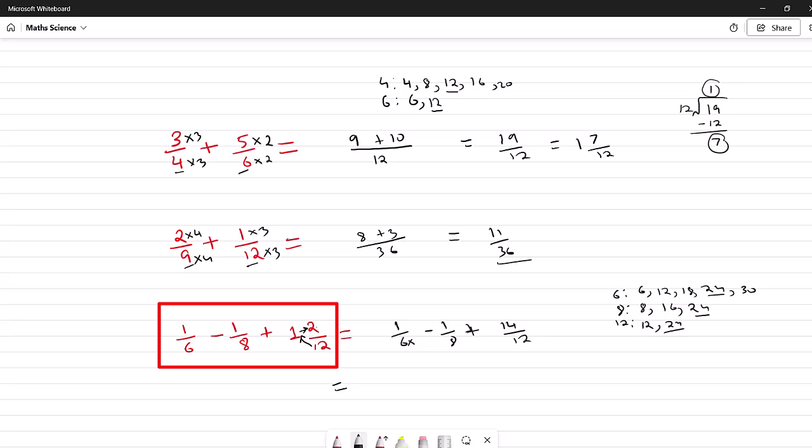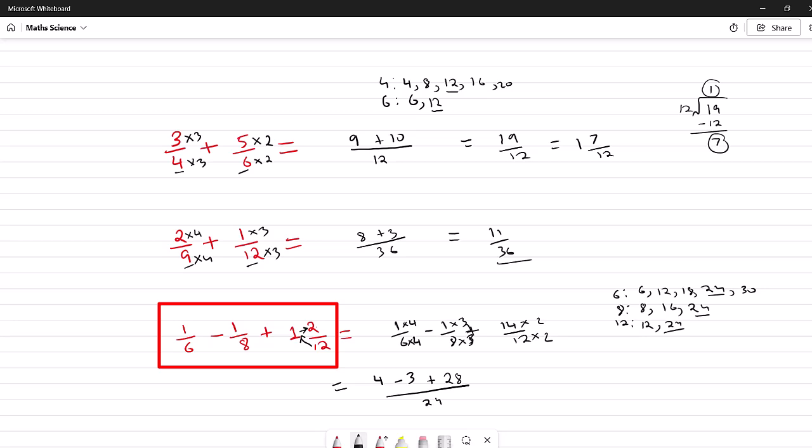1, 2, 3, 4. So 6 times 4, we will multiply the numerator with the same number. Now 8 times 1, 2, 3, 8 times 3 is 24. 3, and then 1 times 3. And then for 12 times 2 is 24. So 12 times 2, and then 14 times 2. Okay, so 1 times 4 is 4. We carry the symbol here, so this is a negative. 1 times 3 is 3, plus 14 times 2 is 28, divided by 12 times 2 is 24.